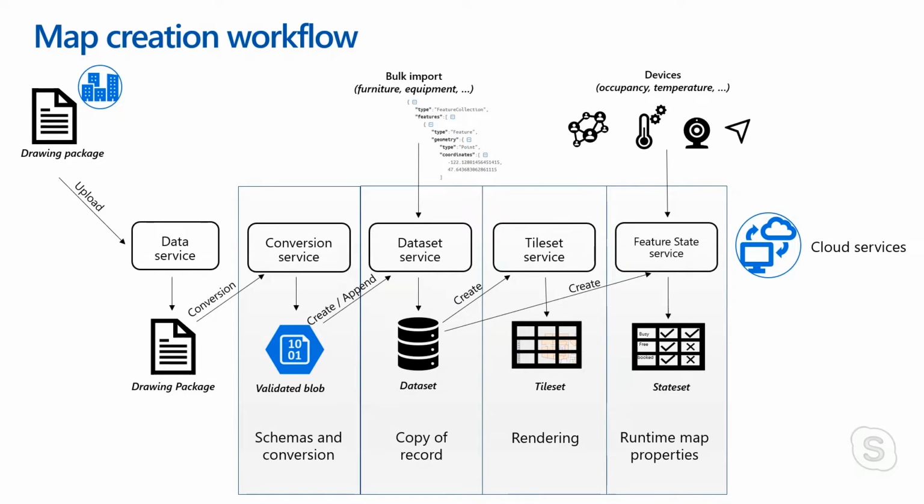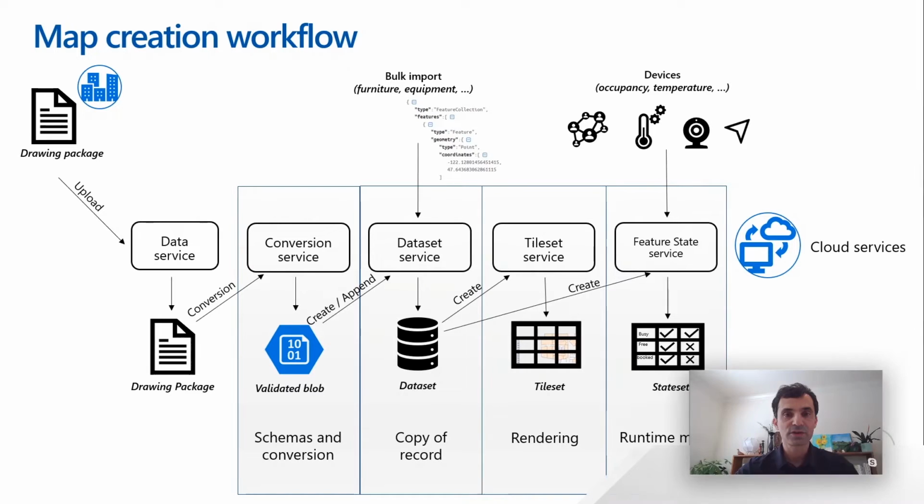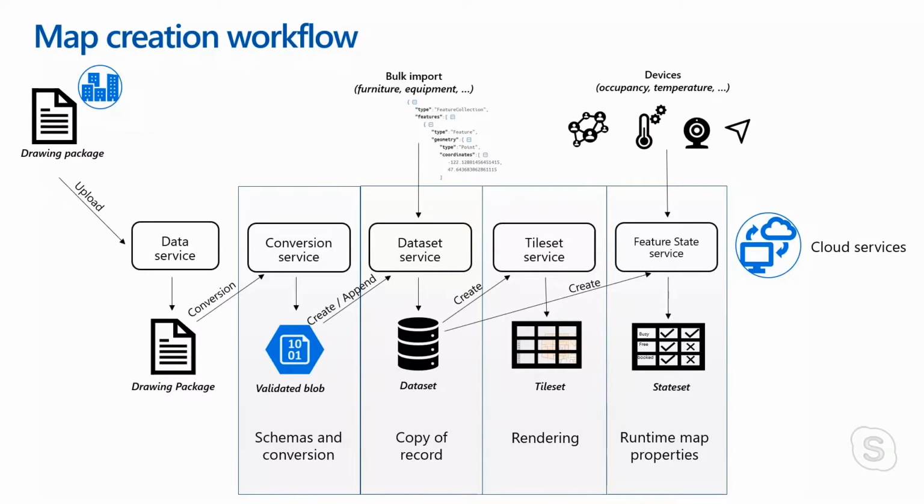And why do we add those additional capabilities? I'll start from dataset. As you just mentioned, Pamela, not only CAD drawings are very common, there are also other formats widely used, such as GeoJSON. So we have additional capabilities through the service to import, for example, furniture, equipment, like desks, chairs, printers, any point of interest or area of interest that you may want to represent through the bulk import as well.